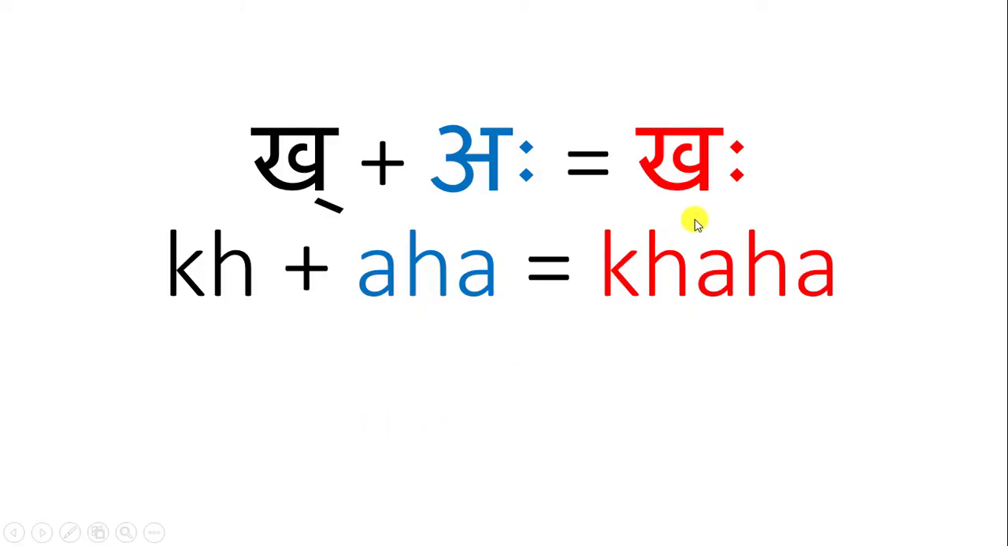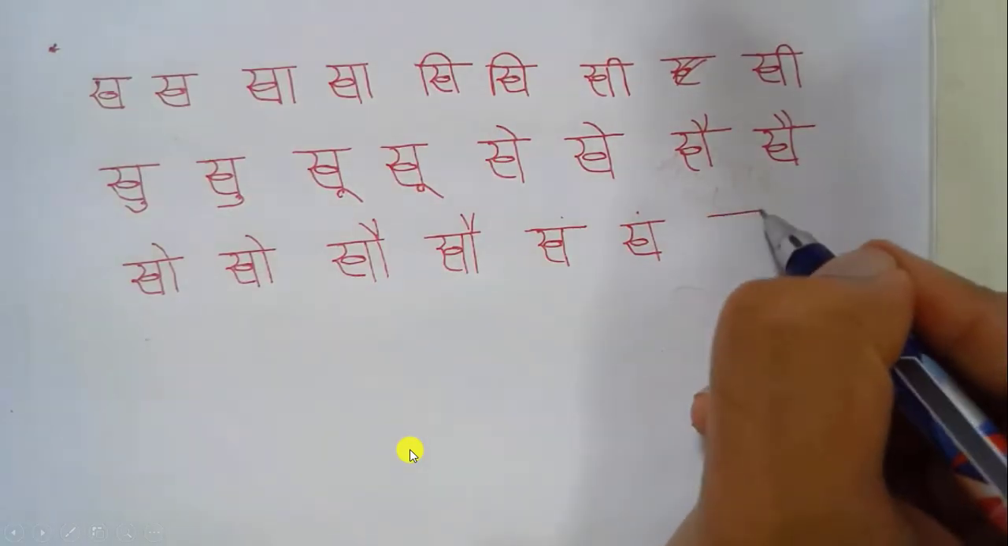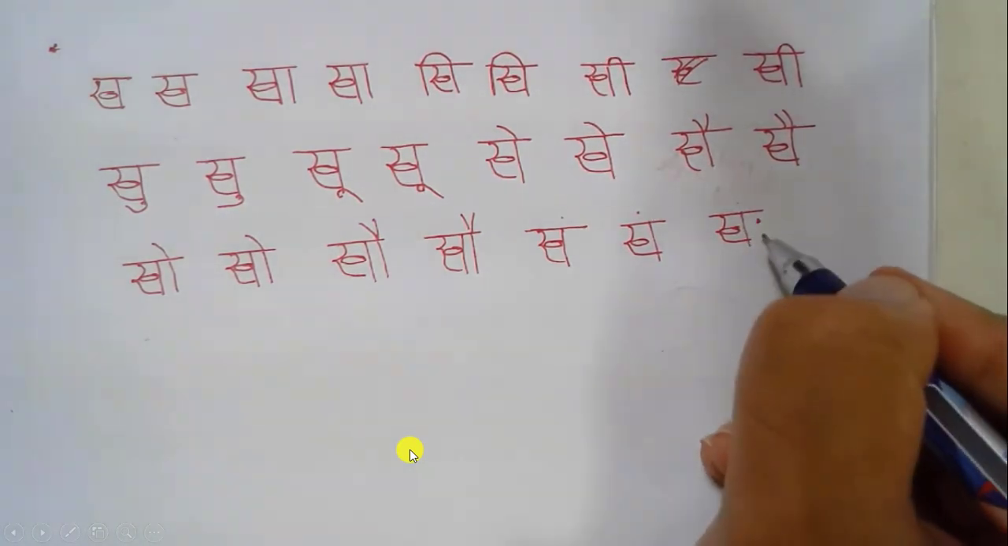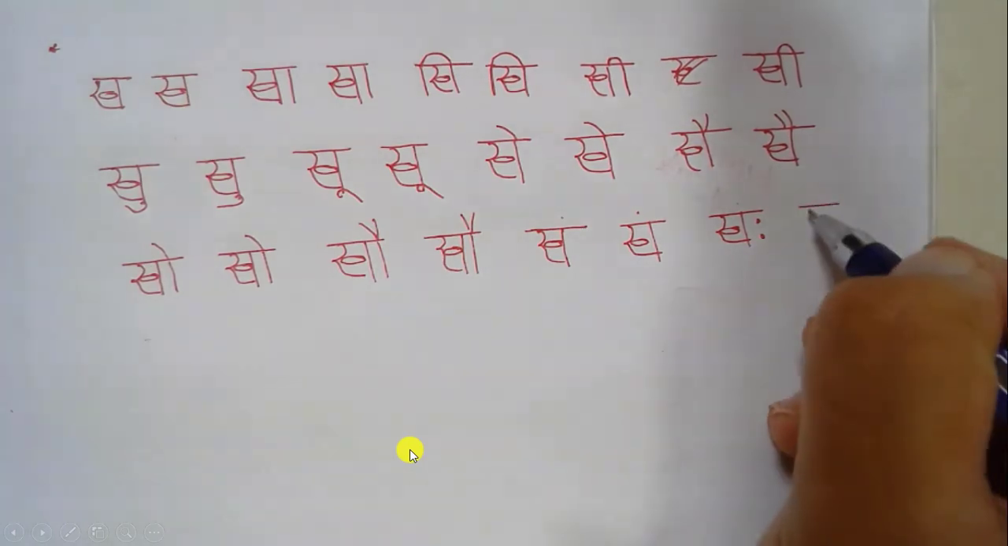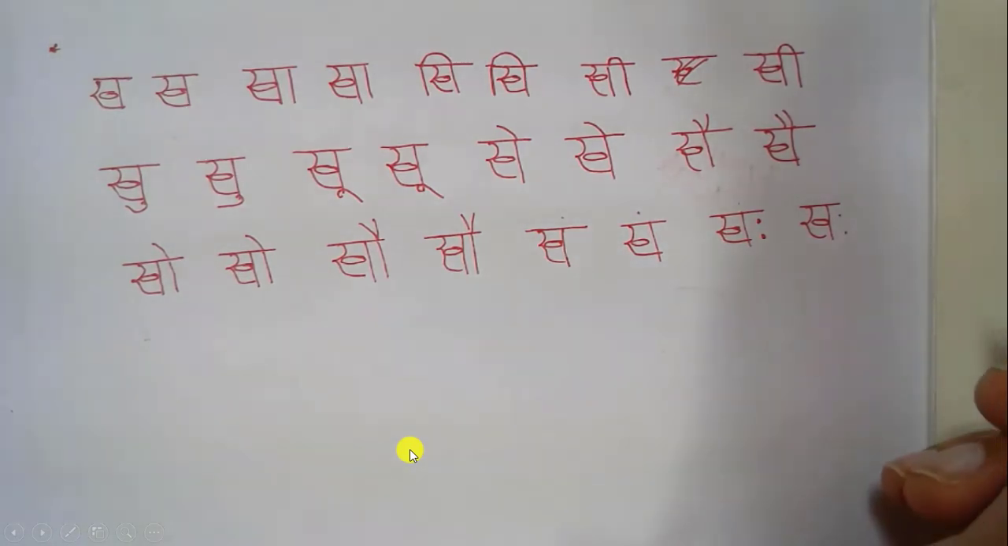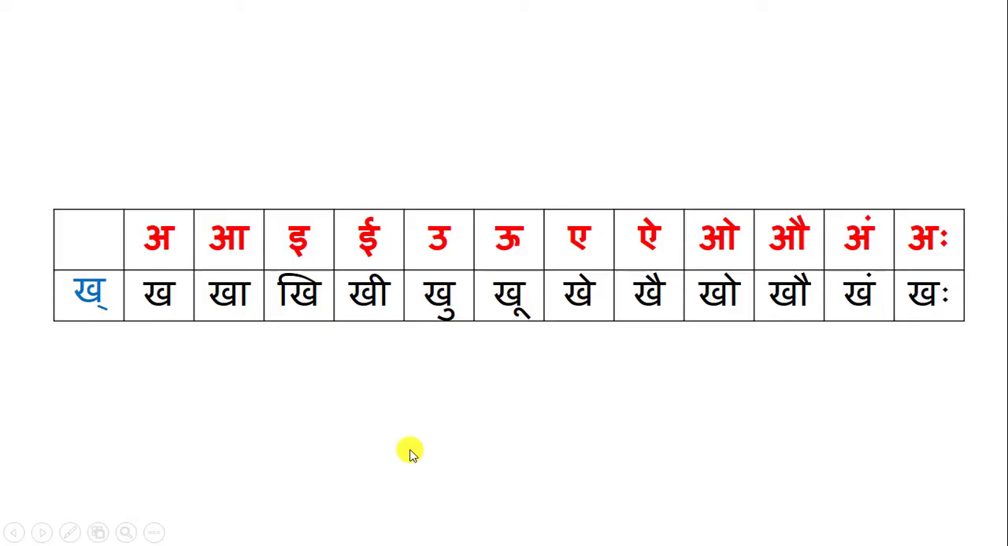The last sound is Kaha. You get this sound Kaha when you add K to Aha. K plus Aha equals Kaha. And you write Kaha like this: the first sound K and two dots to the right of it. So those are the sounds of K, or the Barah Kadi of K.